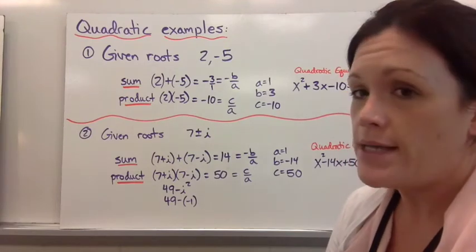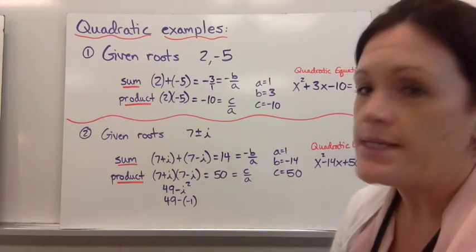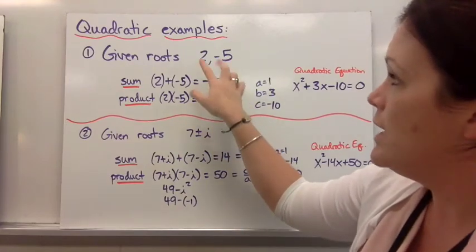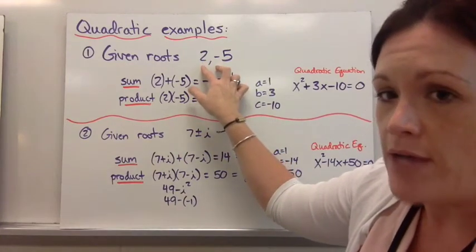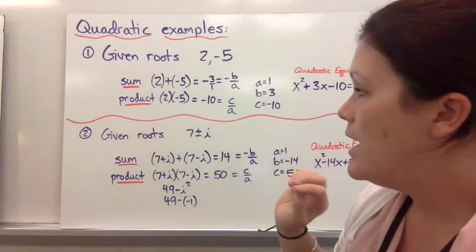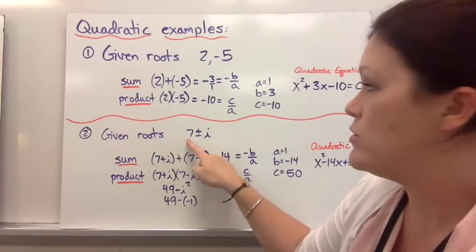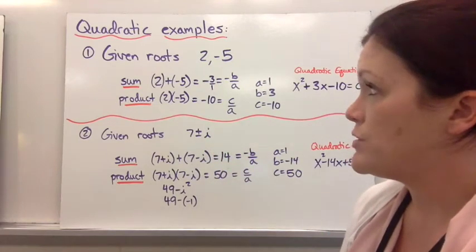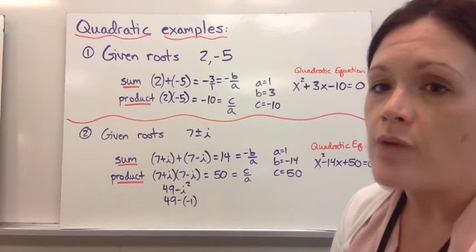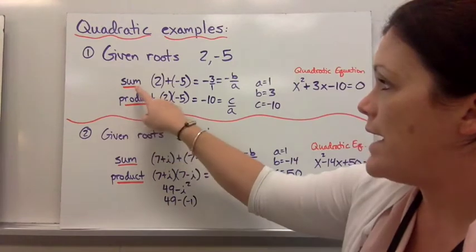So for my quadratic examples, I intentionally picked these two because this first example has two roots that are real and rational. This would work for those, and it would also work if my roots are complex or irrational. So these are complex roots I've chosen. So you use the sum and the product of your roots. Sum means to add them together.